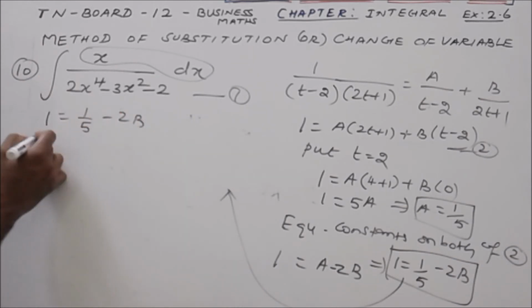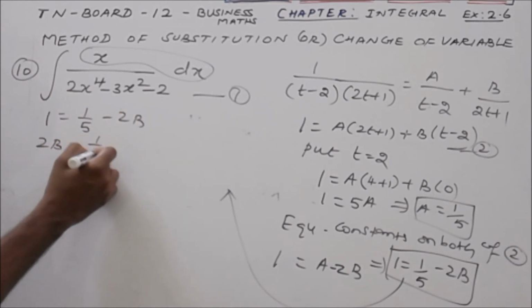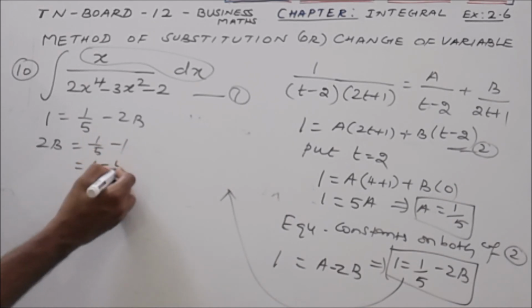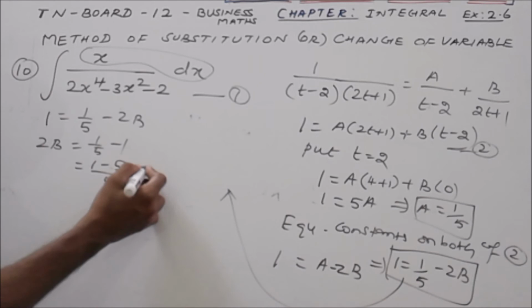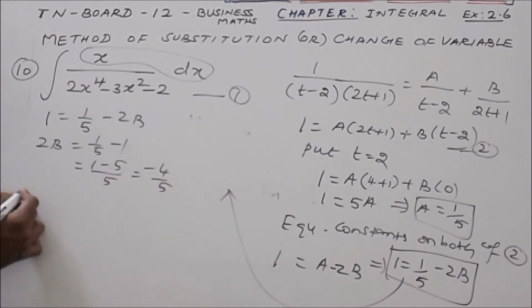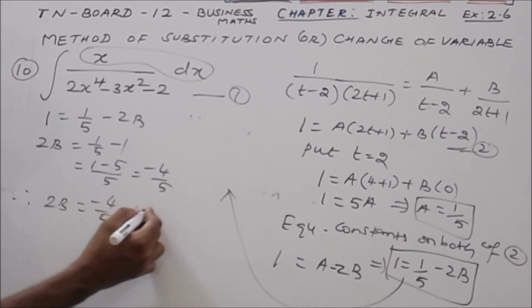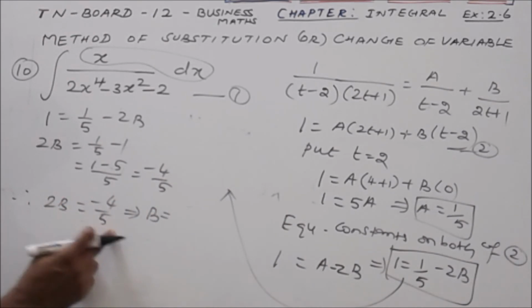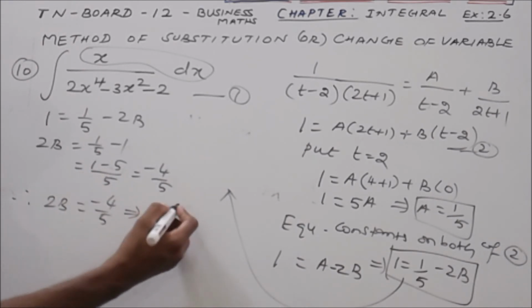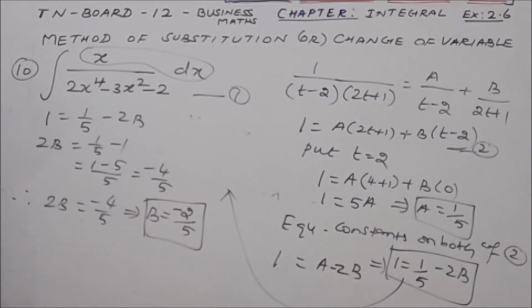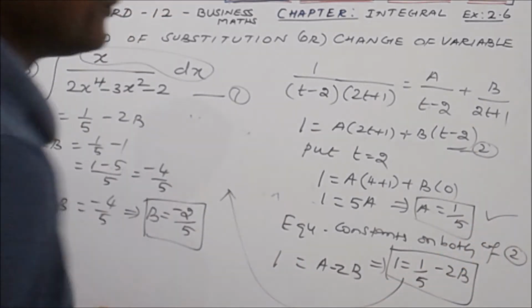Now interchanging the terms, 2b equals 1 by 5 minus 1, which is equal to 1 minus 5 by 5, equal to minus 4 by 5. Therefore 2b equals minus 4 by 5, which implies b equals, dividing by 2, minus 4 by 2 into 5, cancelling 2 into 4, we get minus 2 by 5. So b equals minus 2 by 5 and a equals 1 by 5.